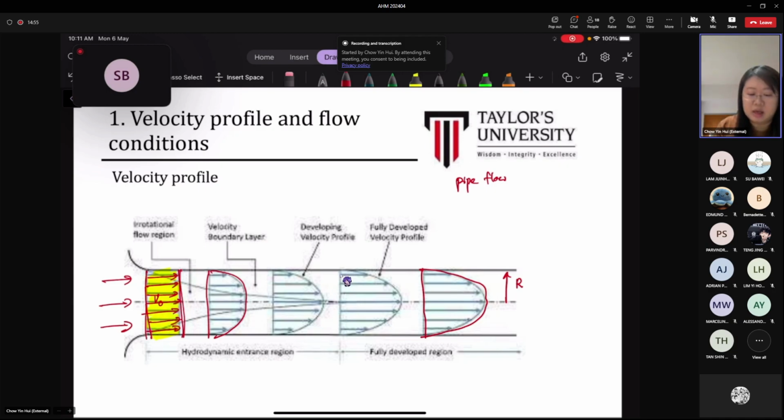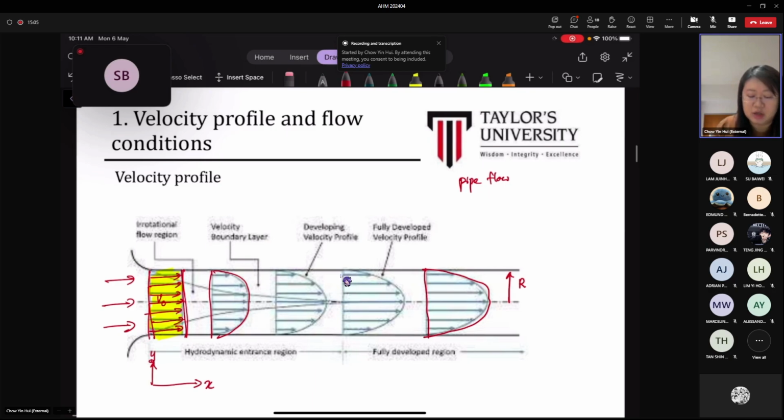So it enters at a uniform velocity, but further down the pipe, let's say this is the positive x direction, when the fluid flows further down the pipe in the positive x direction, you can see that the velocity profile starts to change, right? At the same time, if you look here, the velocity boundary layer starts to develop as well, right? This region here is the velocity boundary layer. It starts to develop.